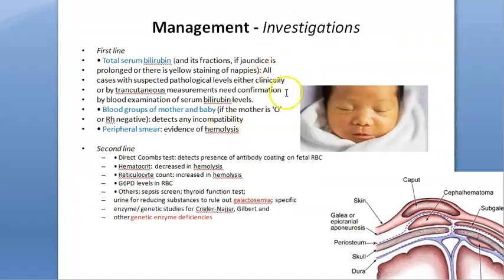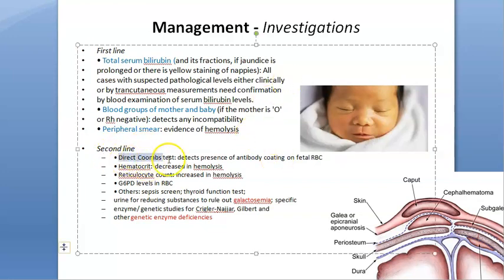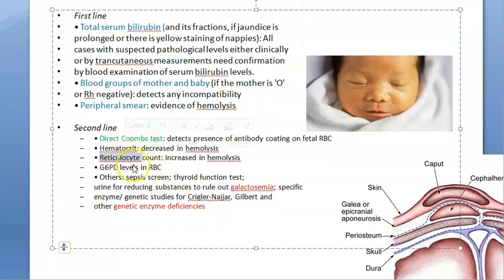Okay. Then what will you do for this baby? You will check the total serum bilirubin level. You will check the blood group of the mother and the baby if there's any incompatibility. You will do a peripheral smear to check if there's hemolysis. Then also you will do direct Coombs test to detect if there's any antibody on the fetal RBC. Then you will check hematocrit because there can be anemia, right? Reticulocytes can be more because of hemolysis. There can be G6PD deficiency, so check for G6PD level.